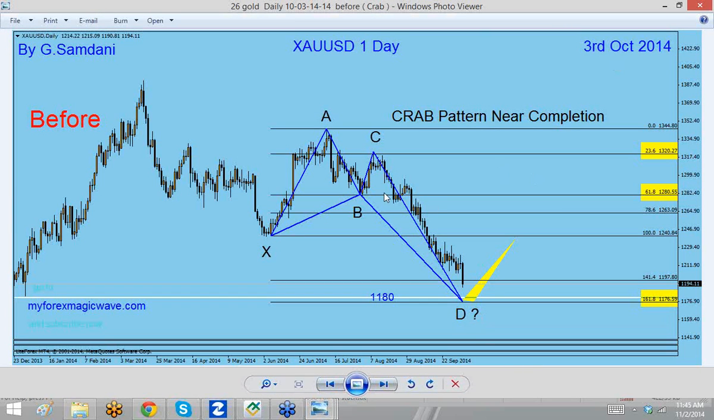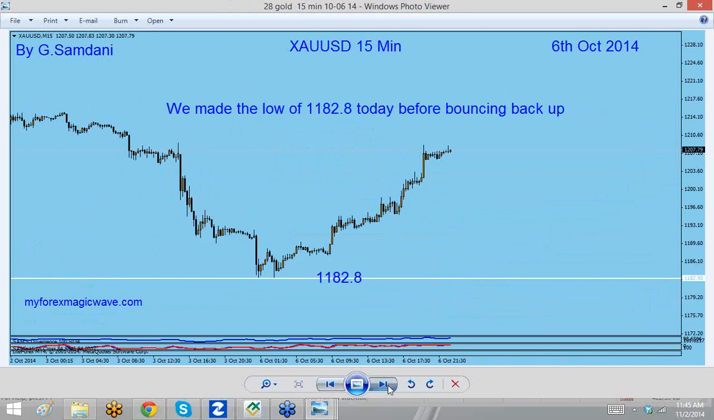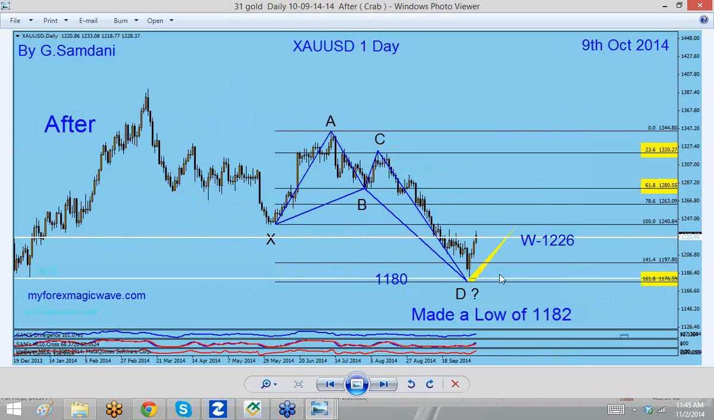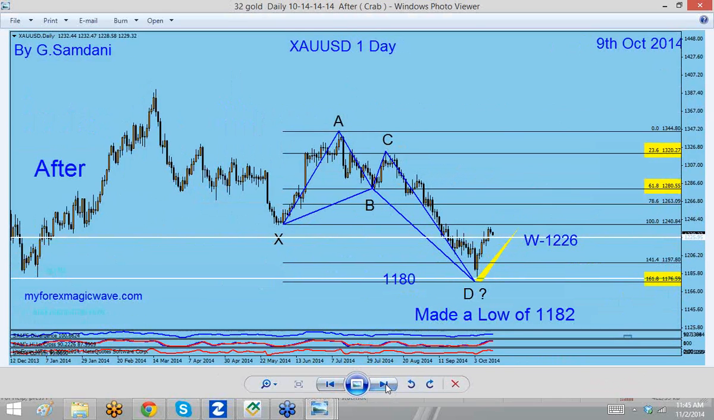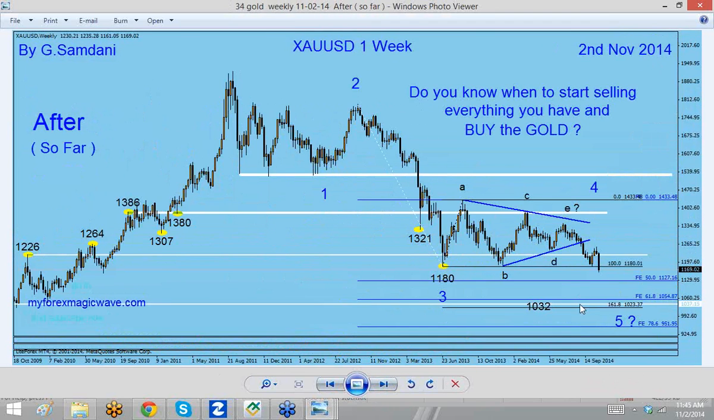On October 3rd, it says we're going to bounce from 1180 and go back to these lows here. And that's exactly what we did. It was wave 4, bounce, wave 1, 2, 3, 4, and then continuation to the downside for wave 5. You see how nicely we went up there, and then we started coming down for wave 5.